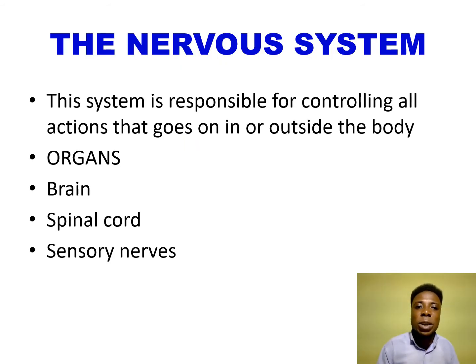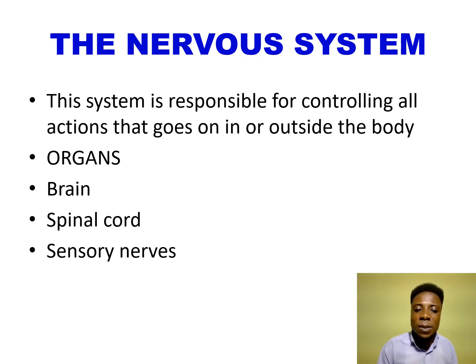The next system is called the nervous system. It controls all actions that go on in the body or outside the body. At times, you tremble, you shake a bit, you are being controlled by the nervous system. So this system is responsible for controlling all actions that go on inside or outside the body.